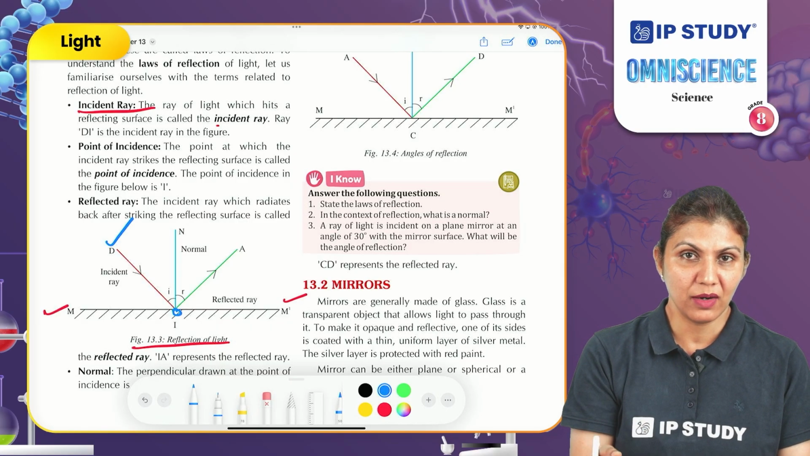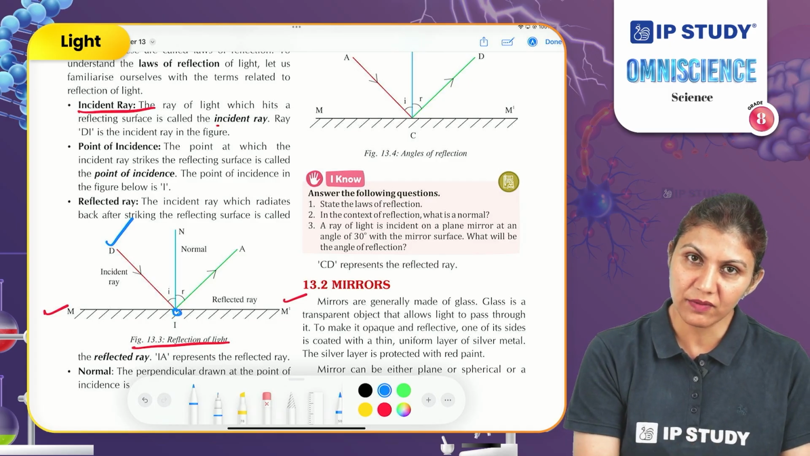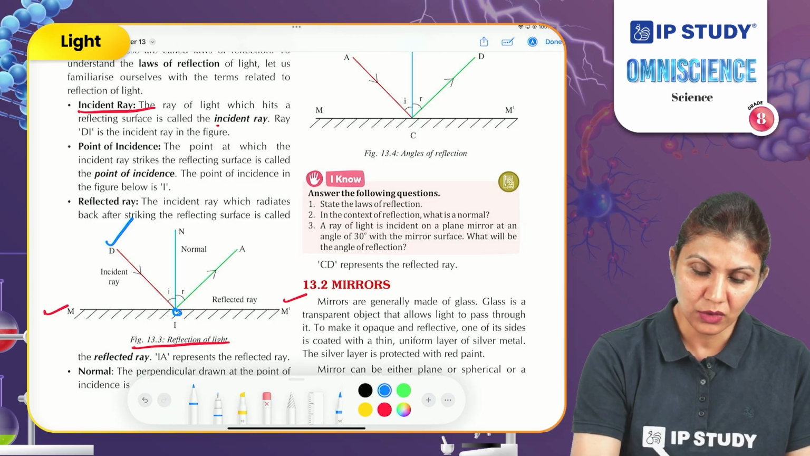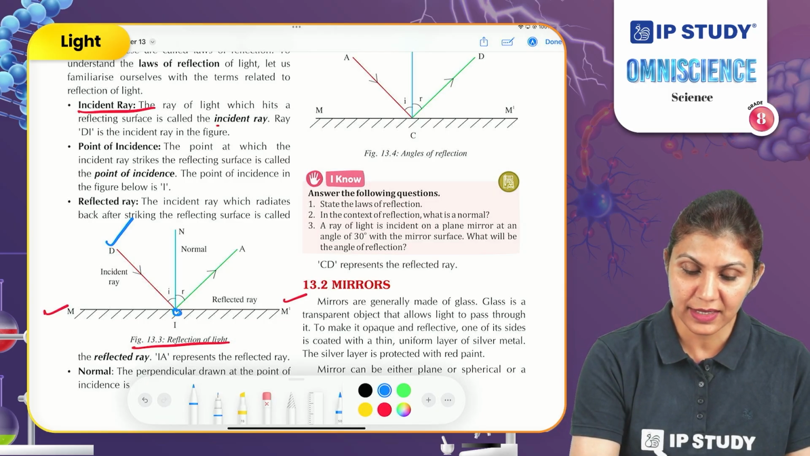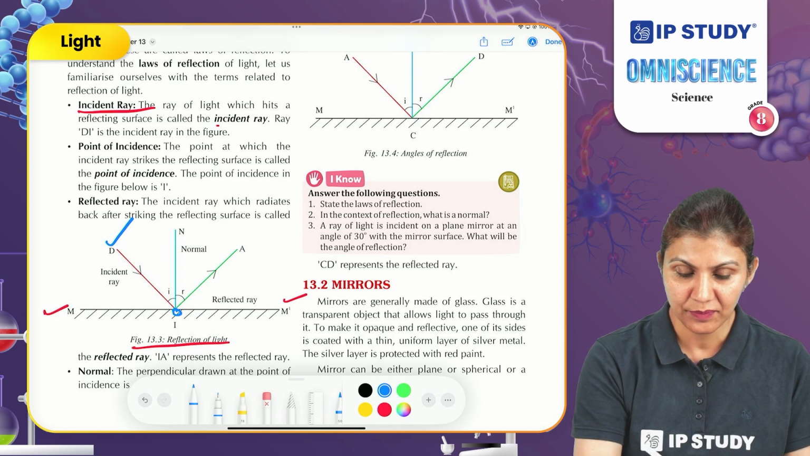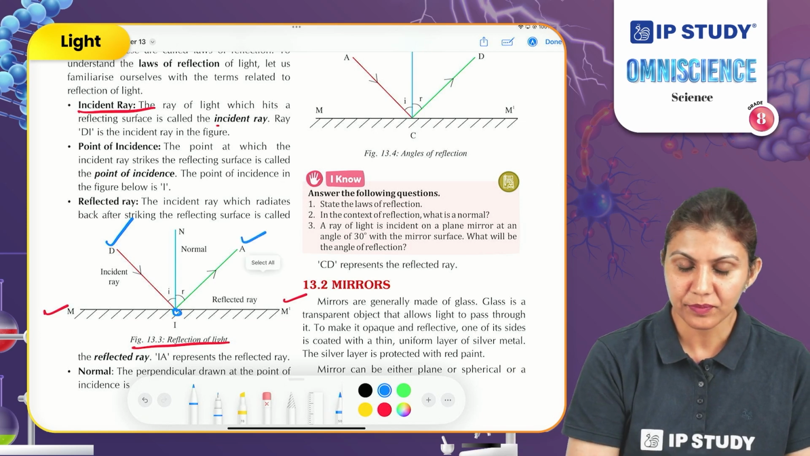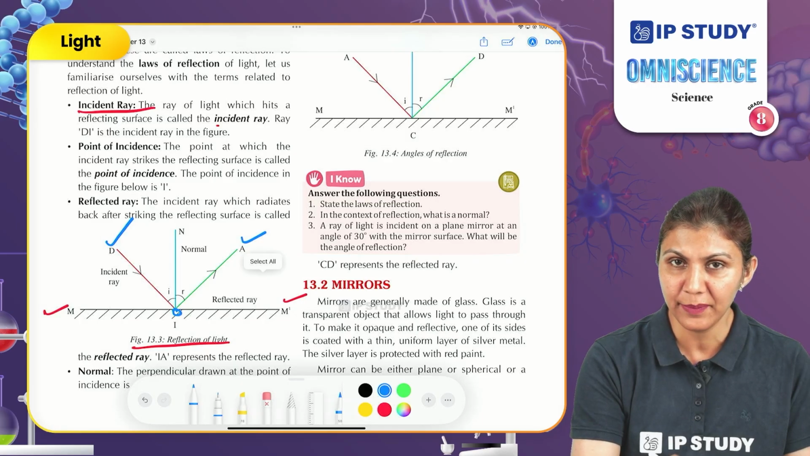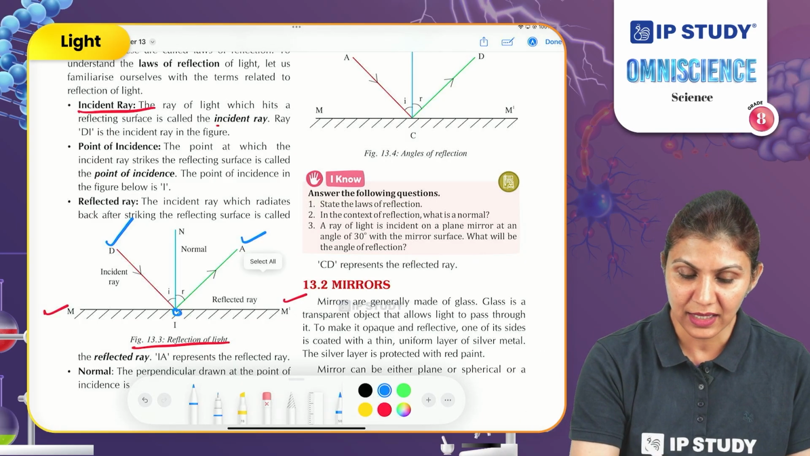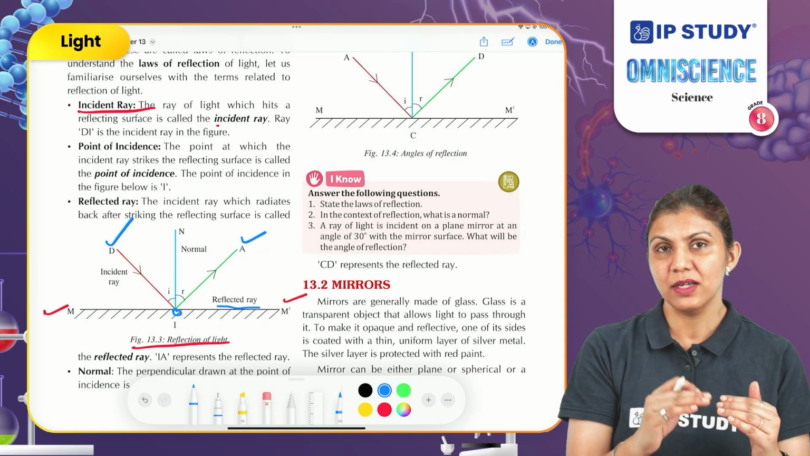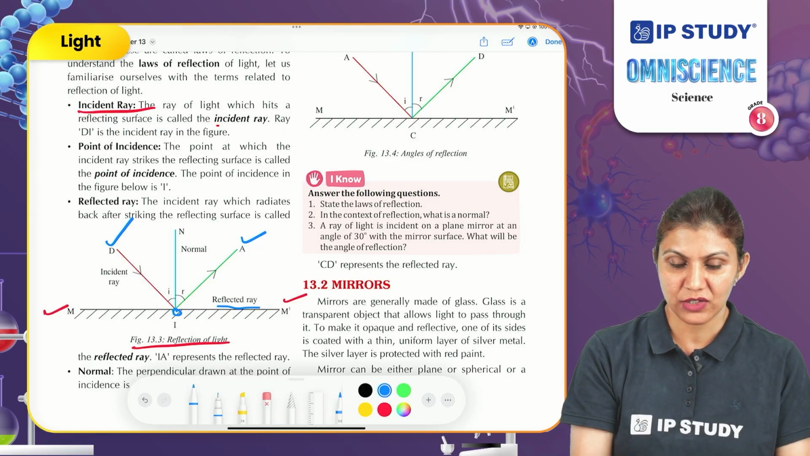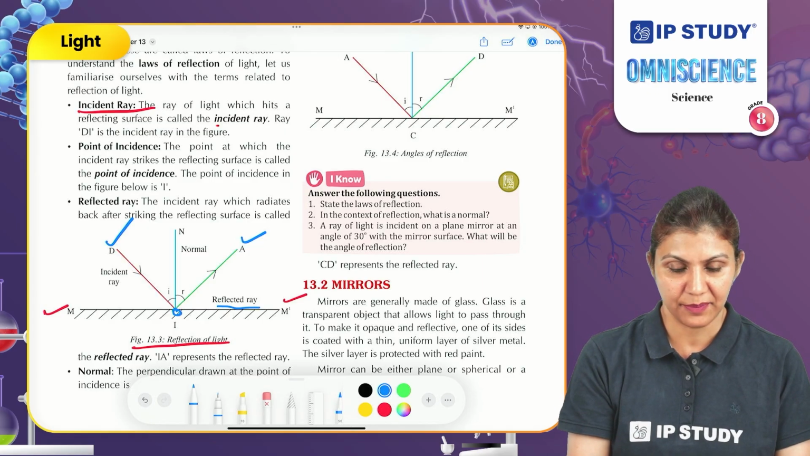According to the phenomena, what should happen here? After interaction with the surface, this light ray should move in another direction. So from point I, it is following another path towards point A. So here we can say the light ray from point I to A has changed its path and this light ray will be called the reflected ray because it has changed the direction or the path after reflection.